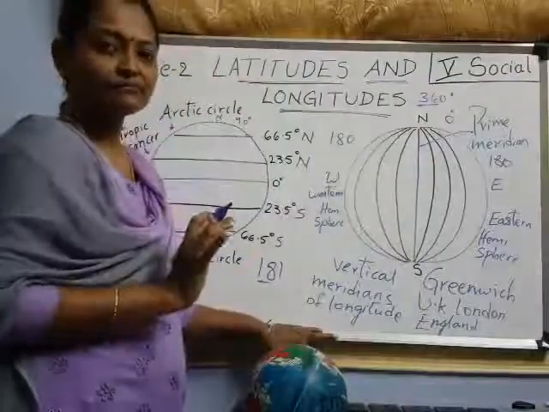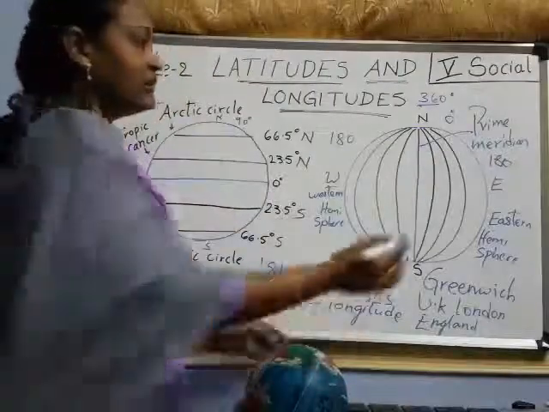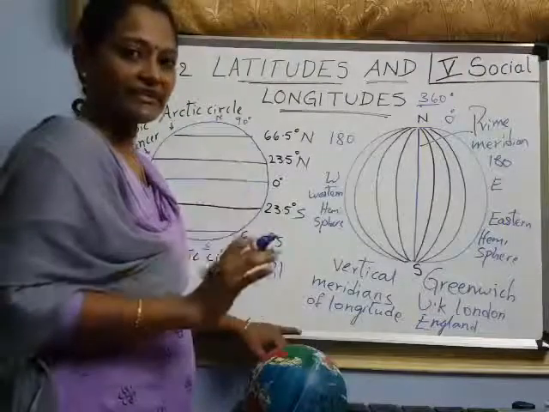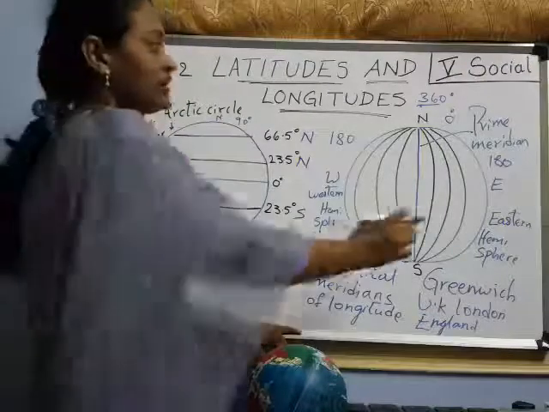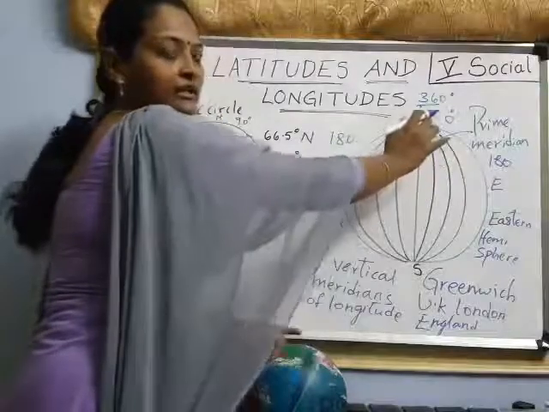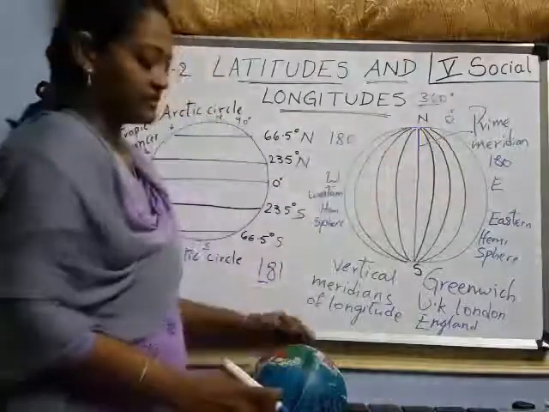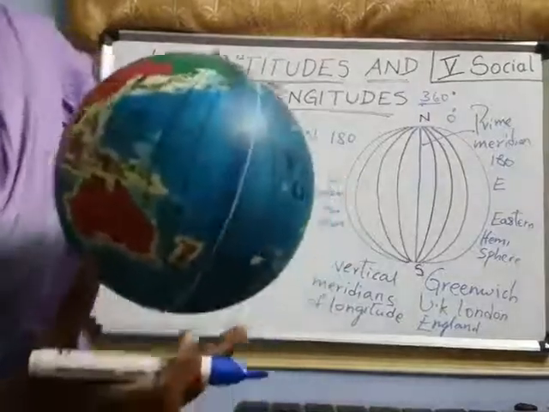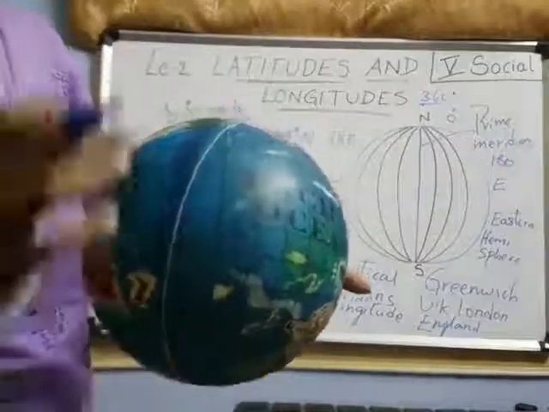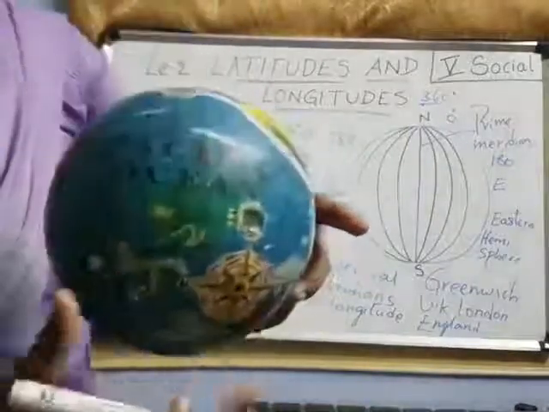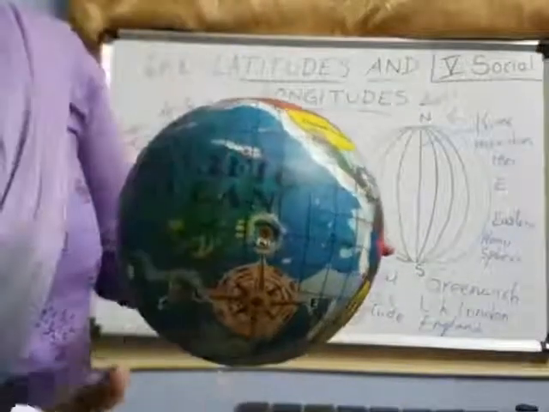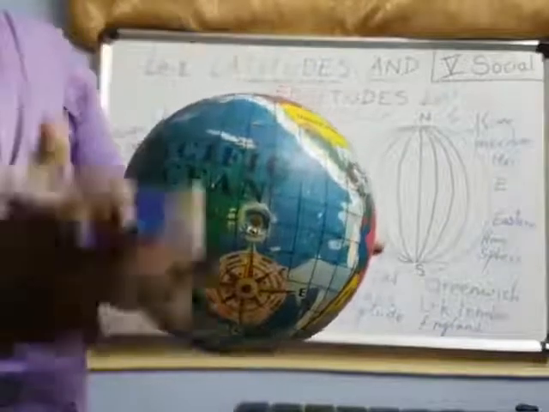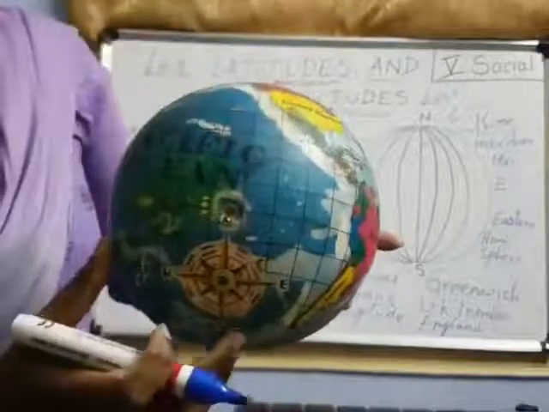Have you understood? Do you know, one round is measured in 360 degrees. Right, children? The round is generally 360 degrees. Look at this board. Now, this globe has lines. All the vertical lines running from north to south are what I said, longitudes.